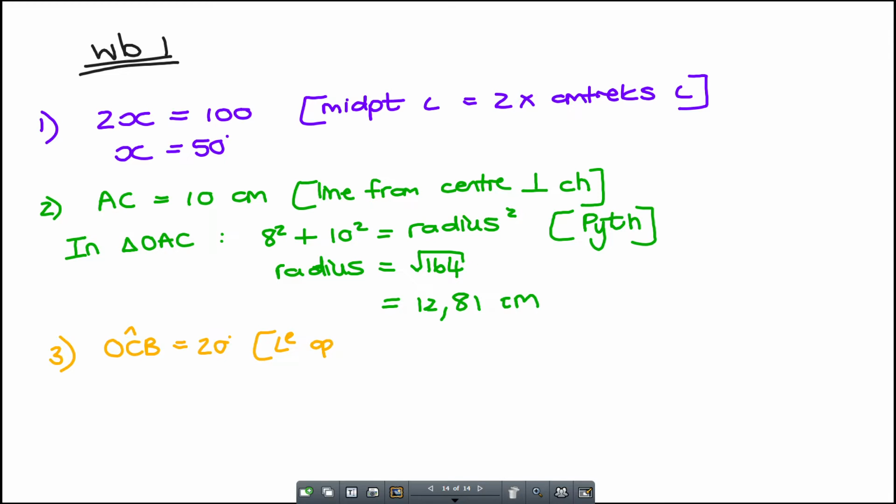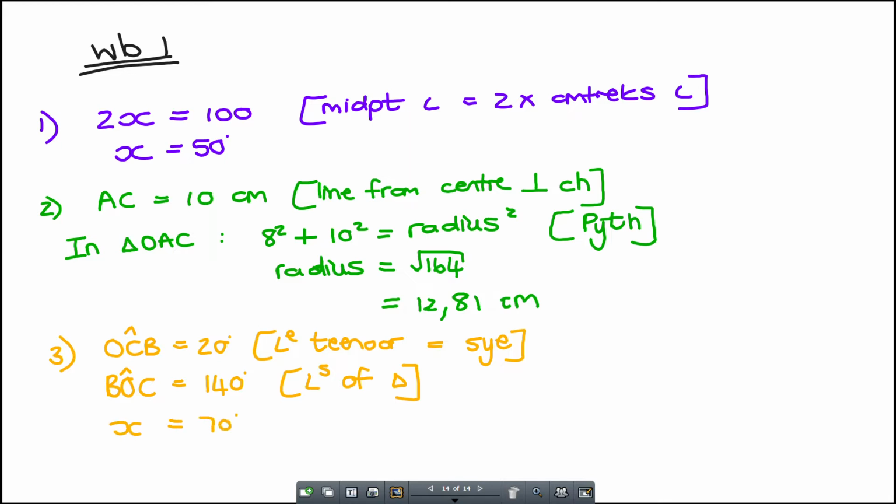Hoeke teenoor gelyke sye. Okay, and because of that, I knew that BOC, daai middelpuntshoek gaan nou hoeveel wees? 140. And we knew that because it was angles of a triangle. Hoeke van 'n driehoek. En dan as my middelpuntshoek 140 is, gaan X wees 70. And the reason, midpoint angle.